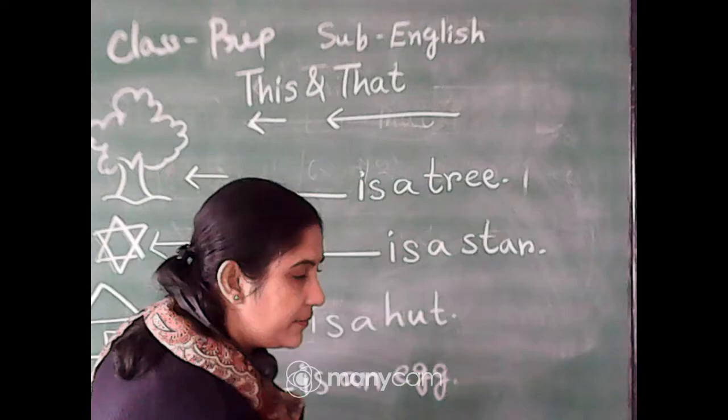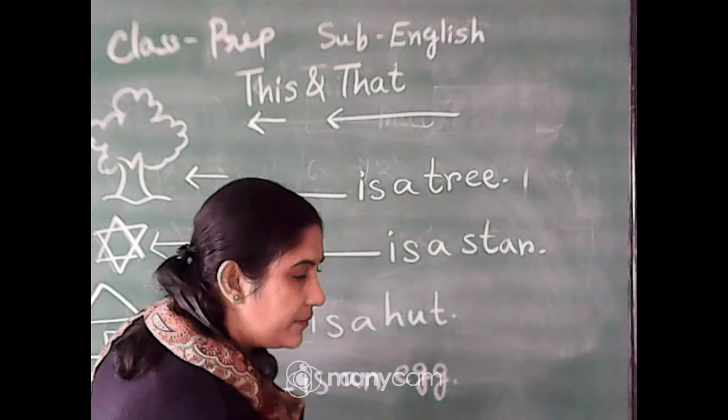Okay. So the first one we have already done. So this is a tree. Next is that is a star. Next, number 1, 2 and 3.